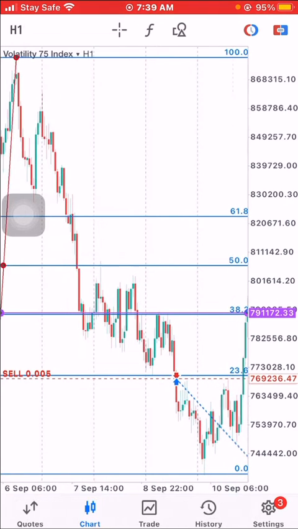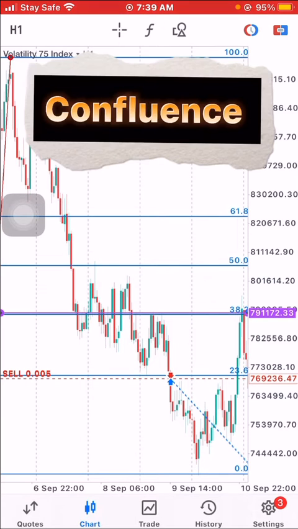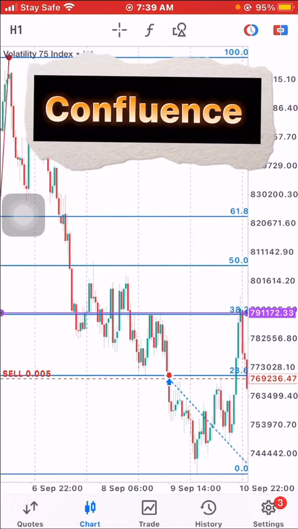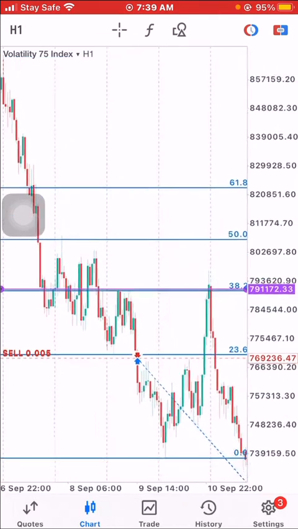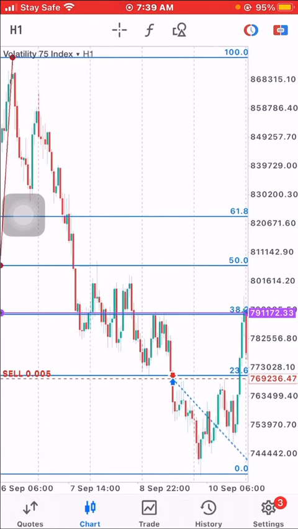So we are not just trading in isolation. We are trading with confluences. What do you mean by confluences? You will have some more technical factors outside there to help you and support your trading decision. That's how to trade, and that's how professional traders also trade.